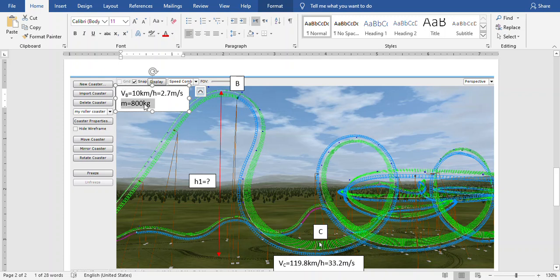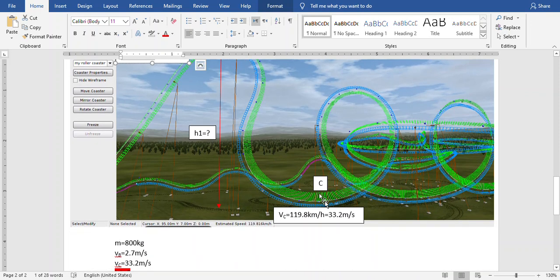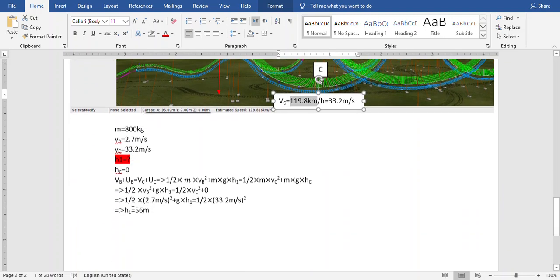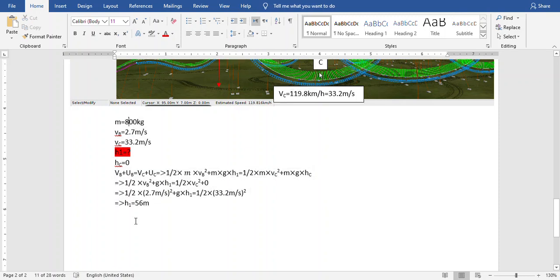m is the same as in the problem, 800 kilograms, and we see the speed at the bottom is utmost. Can you see my mouse here? My screenshot is exactly beneath C. 119 kilometers per hour is 33.2 meters per second. And if you can see my mouse here, the estimated speed resulting in NoLimits 2 is shown as 119.816 kilometers per hour.